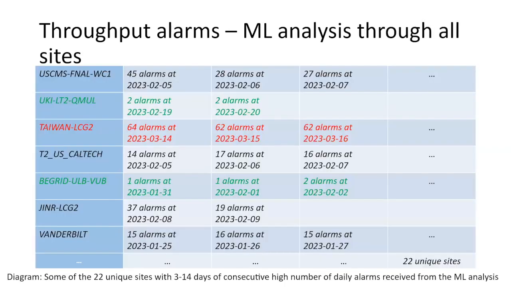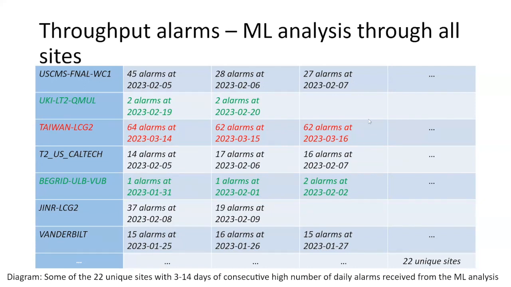And after running that algorithm on our data set, which I remind you is taken from the period from the 1st of January till the end of May, we got about 22 unique alarms for the sites which had problems for a period of time from 3 to 14 days. And here we can already see that our Taiwan issue got classified correctly.